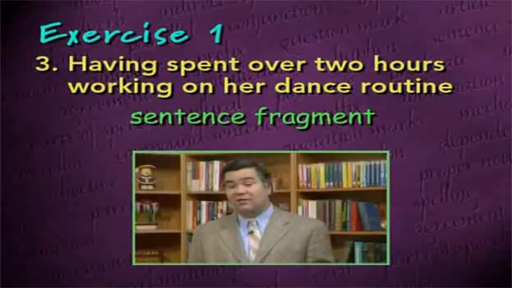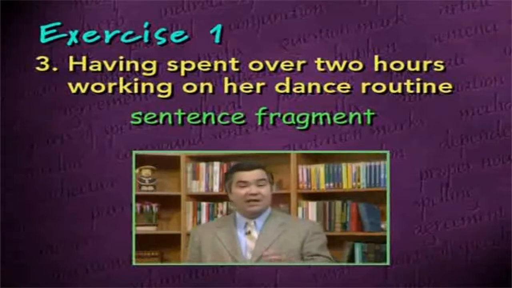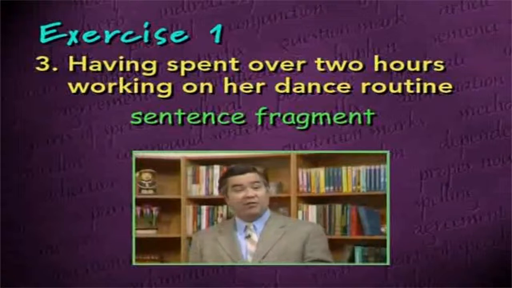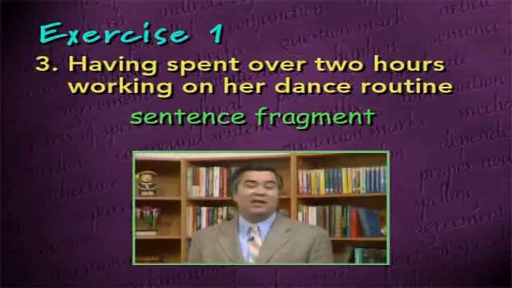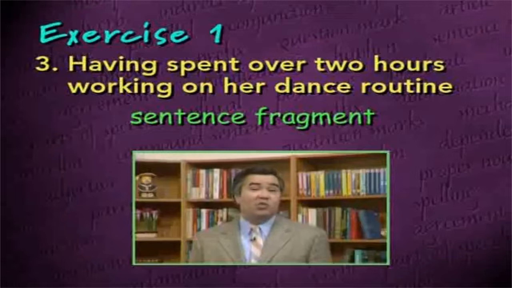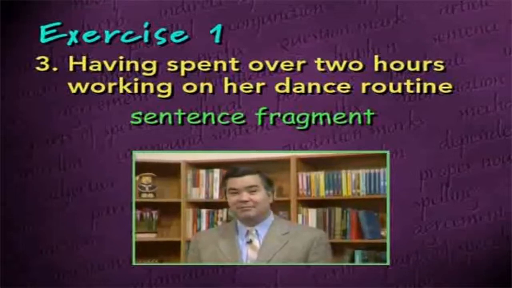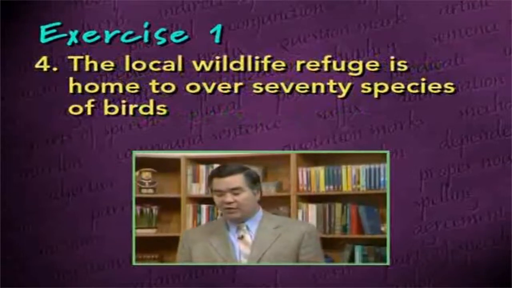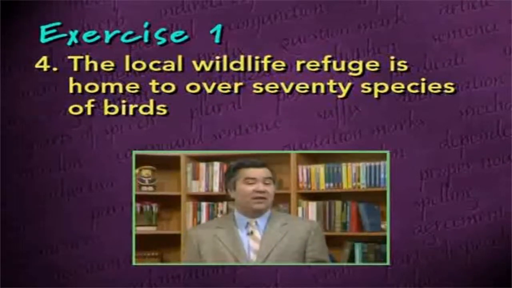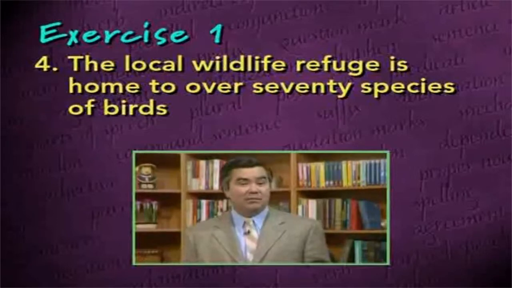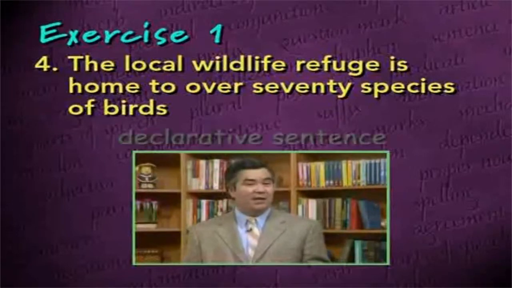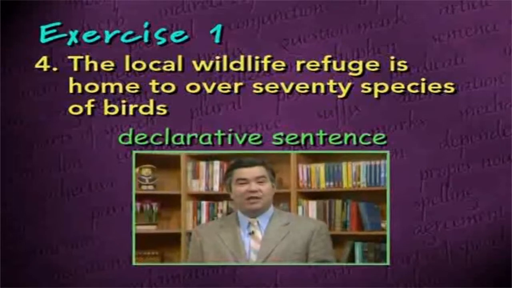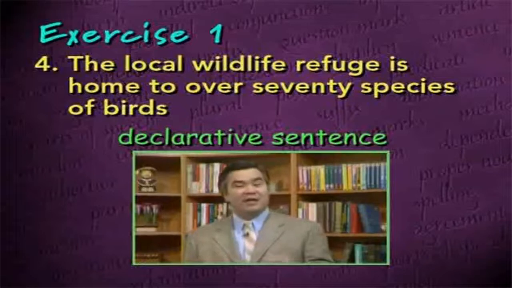This is a sentence fragment, not a complete sentence, and if it appeared in a piece of writing, it would be considered incorrect. Therefore, this is the sentence fragment and shouldn't be given any final punctuation because it's really not a complete sentence. Let's look at the next example. The local wildlife refuge is home to over 70 species of birds. This sentence states a fact. Therefore, it's a declarative sentence, the most common type of sentence in English, and it ought to be concluded with a simple period.